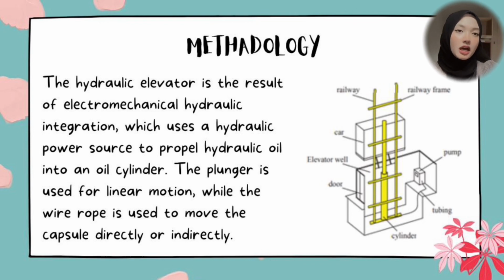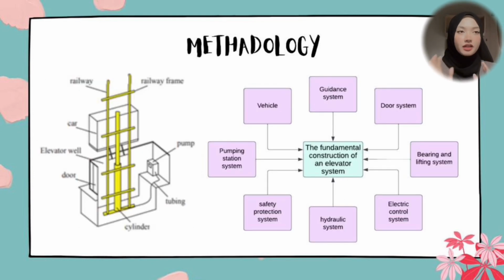For this topic, I will explain more about the methodology in chapter 3. Hydraulic elevator is the result of electromechanical hydraulic integration, which uses a hydraulic power source to propel hydraulic oil into the oil cylinder. The plunger is used for linear motion, while the wire rope is used to move the car directly or indirectly. As you can see, this is the fundamental construction of the elevator system.